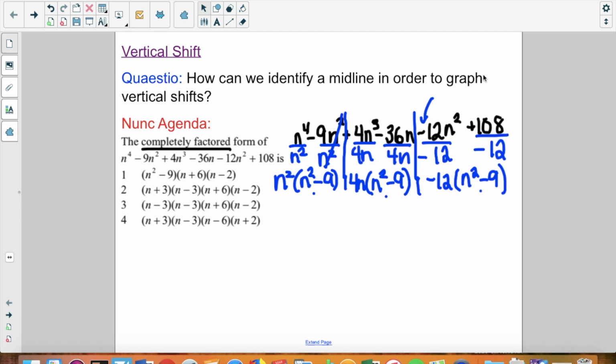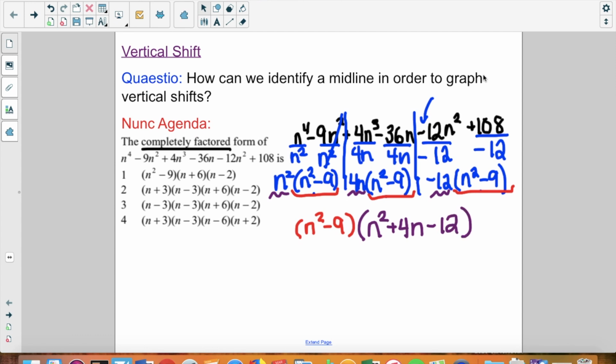So now what you do is you take all 3 of your parentheses that are exactly the same, and you only write it once. So n squared minus 9. Then what you do is you take your 3 GCFs, and we're going to combine those in its own parentheses. So our first GCF was n squared, the second was a positive 4n, and the third was a negative 12. So we put those in its own parentheses. Now it says completely factored. That means we're going to have to factor even further.